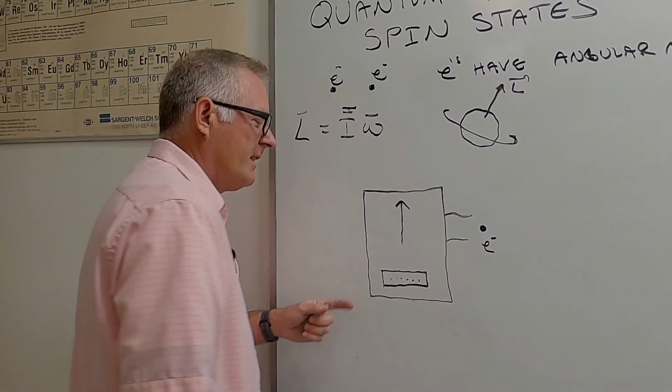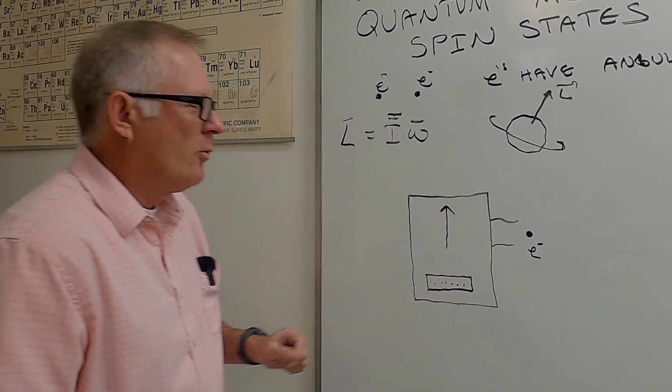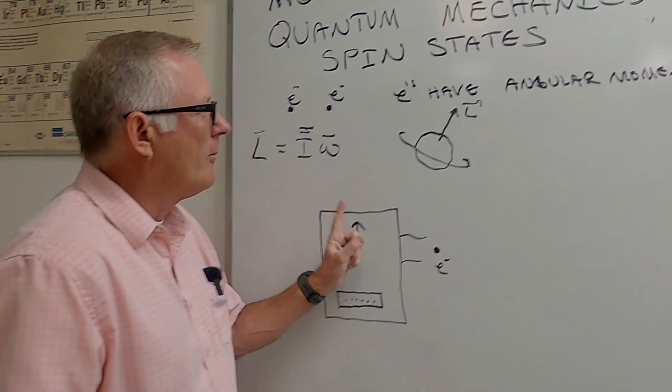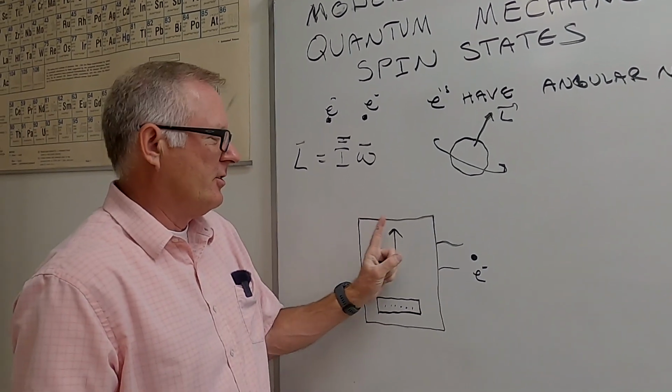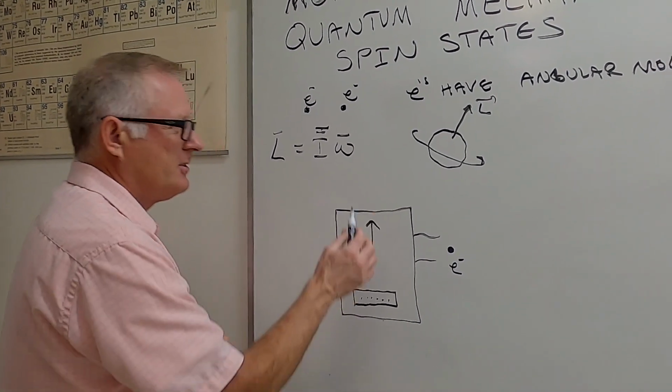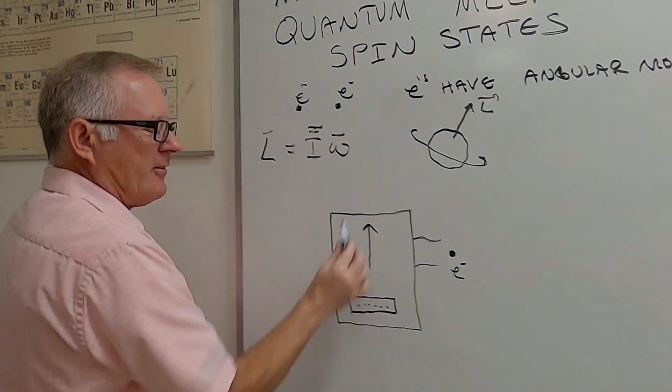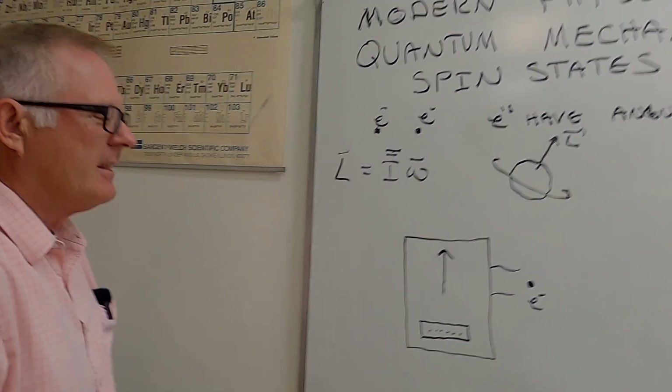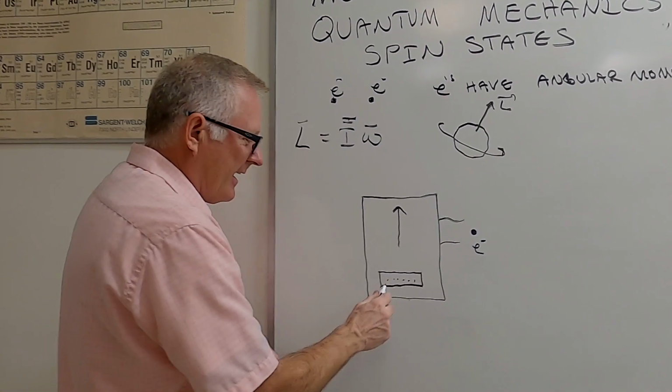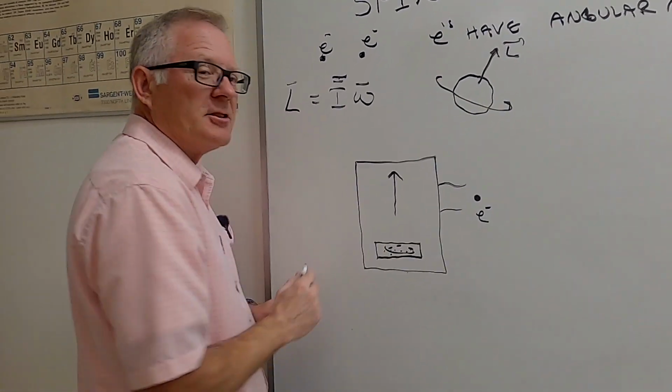And what will this sensor do? It will tell you how much angular momentum is in that direction, in the direction of that arrow. How much of this angular momentum is in that direction? Okay, that's what this sensor does. And it gives you the result right there in the display.